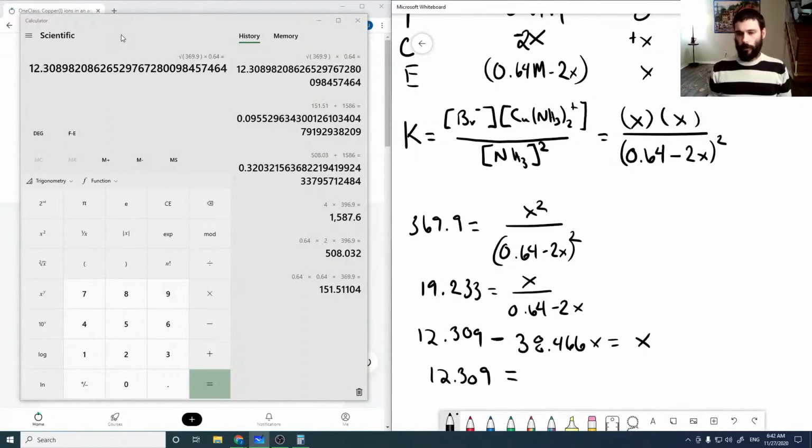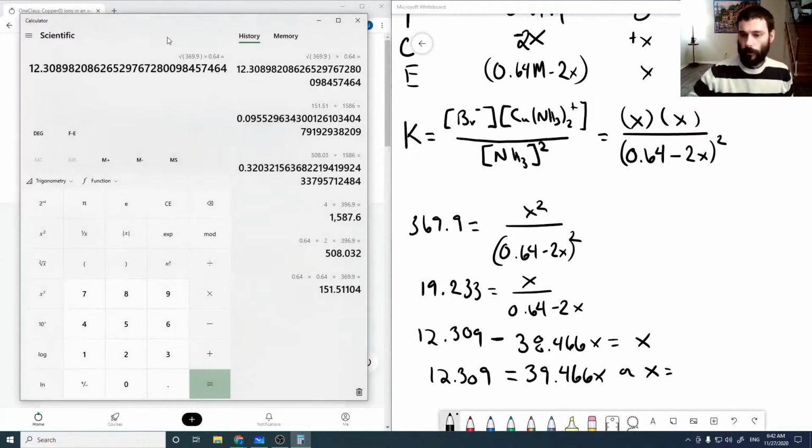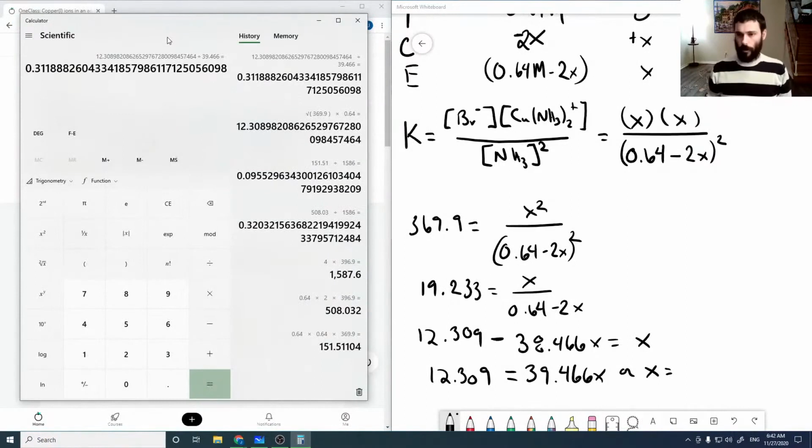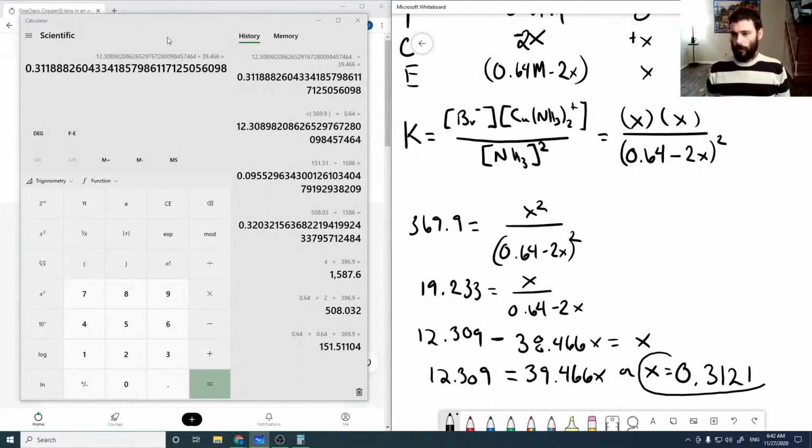So just bringing that up, 12.309 is equal to, bringing this 38 over, 39.466x, or x is equal to this value divided by 39.466, which is 0.312. Okay, so that means our concentrations are 0.312, and now I'm just going to reappend the unit molar. Okay, so that's our concentration X.